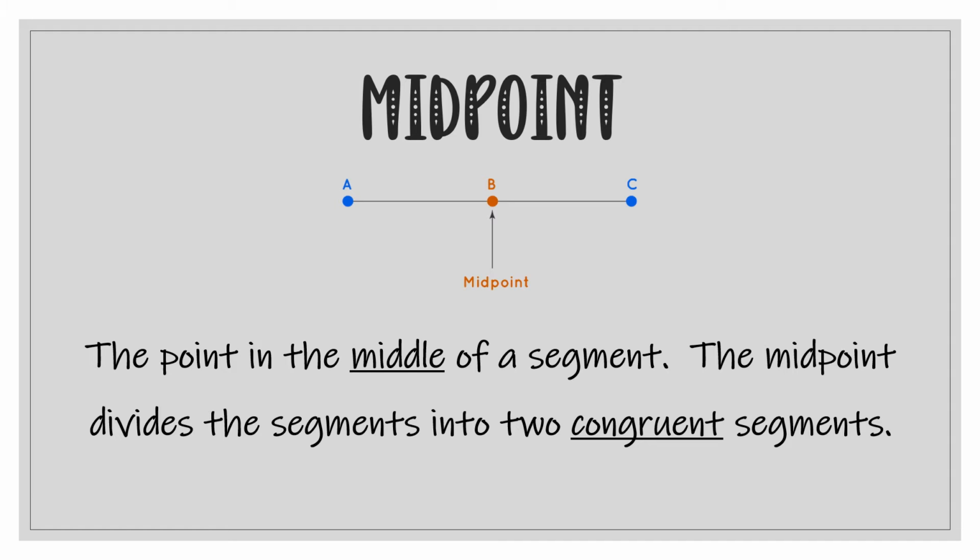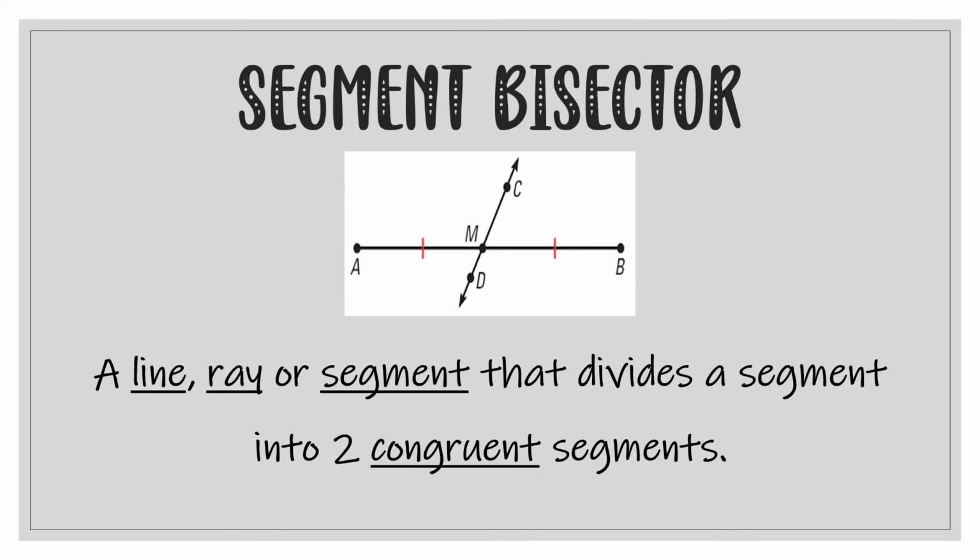Or if you're talking about length and equality, you would say the measure of AB is equal to the measure of BC. We use midpoint a lot in proofs moving forward, especially for next unit.